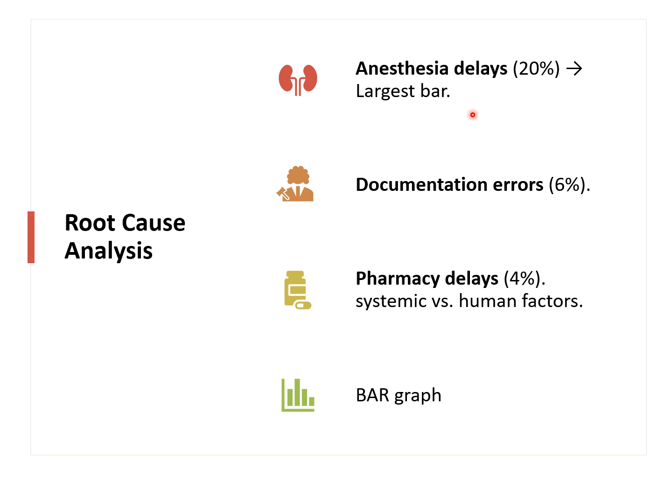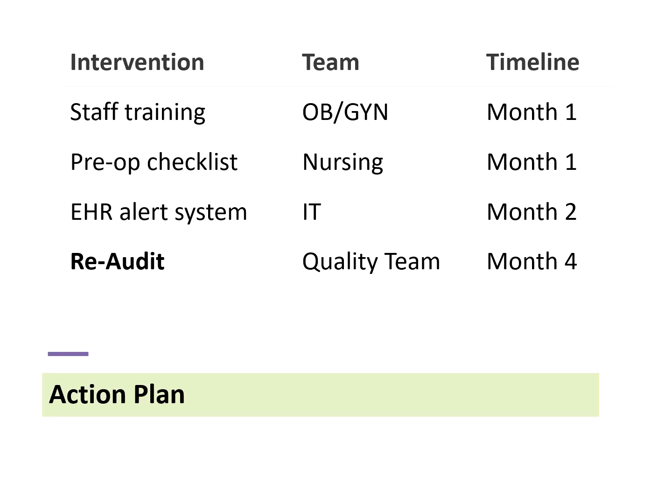Anesthesia delays can be shown in the form of a bar, along with documentation errors and pharmacy delays, and here you can identify the systemic versus human factors in pharmacy delays, and you can use a bar graph to express your findings. Intervention: the staff training of the OB-GYN team in month 1.